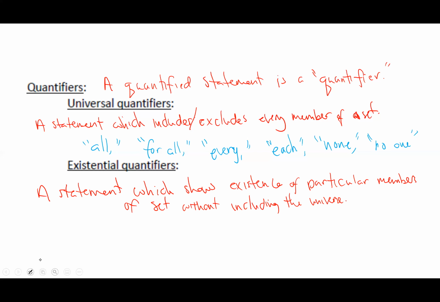Now, some keywords that give away existential quantifiers. You could say some, there exists, at least one. When I have an existential quantifier, I'm talking about a particular thing or a collection of particular things within a set, but that cannot include everybody. If I include everybody, that's now a universal quantifier.